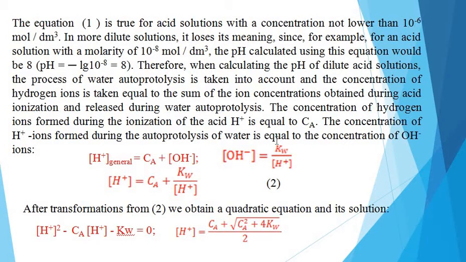and it is known that the concentration of hydroxide ions is equal to the ratio of the constant of autoprotolysis divided by the concentration of hydrogen ions. If we put this instead of the hydroxide ion concentration, it forms a new formula for the concentration of hydrogen ions. After transformations of this second formula, we obtain a quadratic equation and its solution, and we find the concentration of hydrogen ions using this formula.